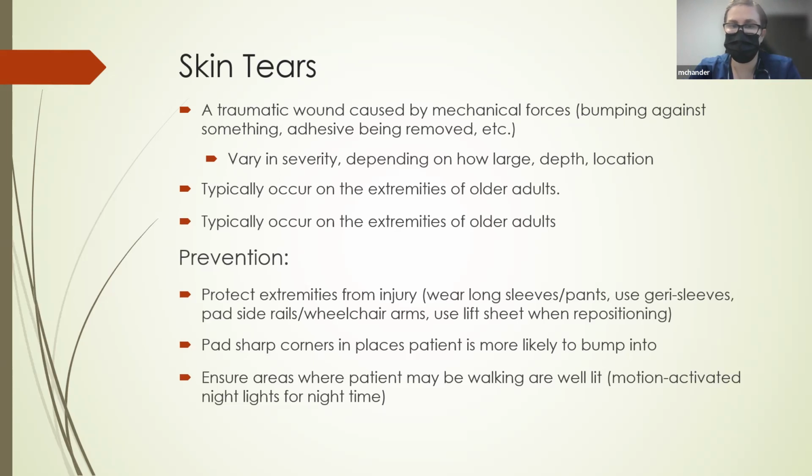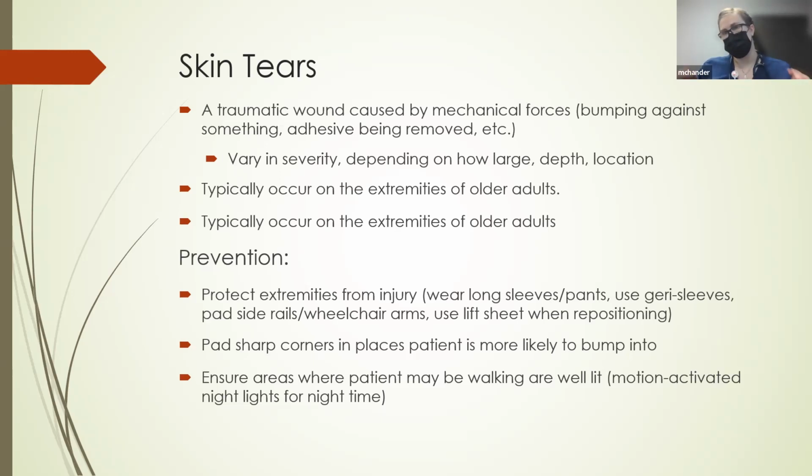They typically occur in the extremities of older adults, so usually arms and legs, because those are the things that get bumped the most. For prevention, the most you can do is protecting the extremities from injury. So wearing long sleeves or long pants, using Jerry sleeves, which are like a little fingerless glove that goes all the way up the arm. Padding rails, like side rails of the bed or wheelchair arms, anywhere where you think they could bump themselves.